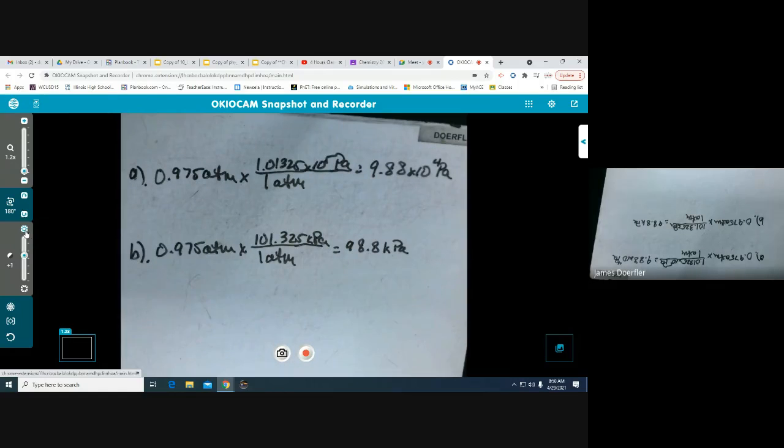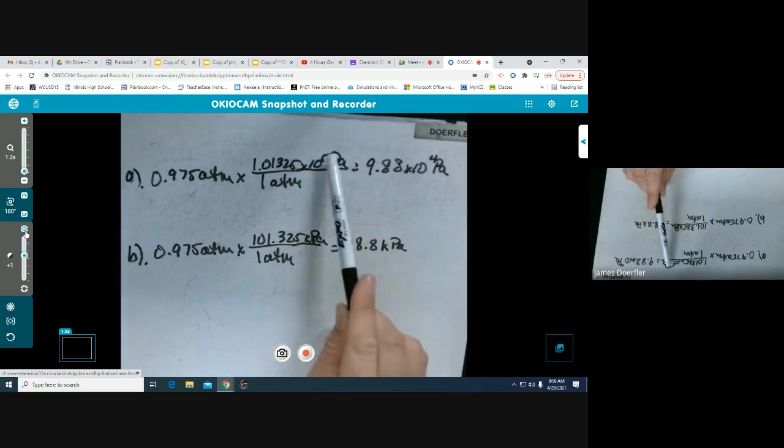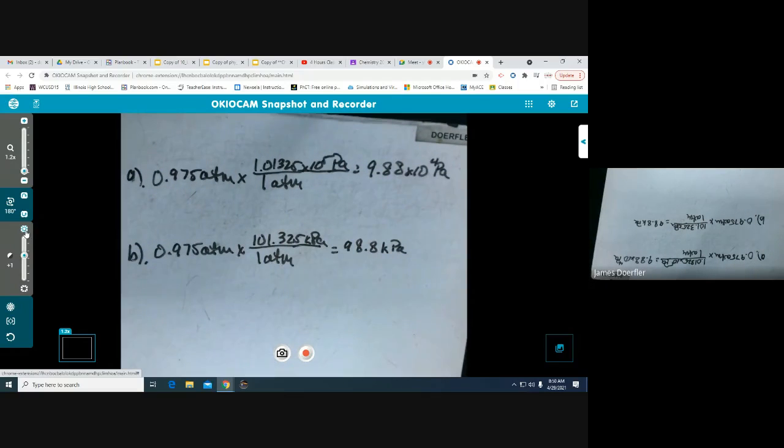So just a quick check. This is what we should have for our answers. For A, going from atmospheres to pascals. Again, the conversion factor is 1.01325 times 10 to the fifth. That's a 5. You can't read my chicken scratch. Pascals is equal to 1 atmosphere. You should get 9.88 times 10 to the fourth pascals.